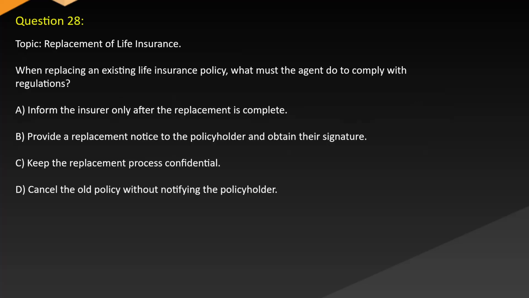Question 20. Topic: Replacement of life insurance. When replacing an existing life insurance policy, what must the agent do to comply with regulations? A. Inform the insurer only after the replacement is complete. B. Provide a replacement notice to the policyholder and obtain their signature. C. Keep the replacement process confidential. D. Cancel the old policy without notifying the policyholder.